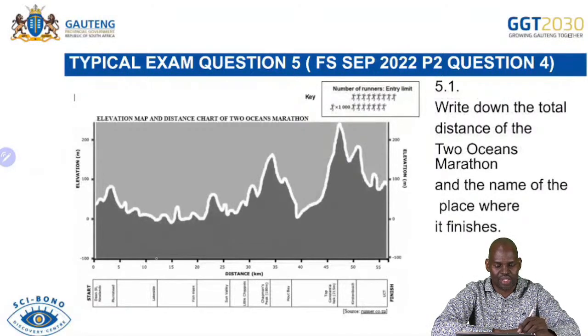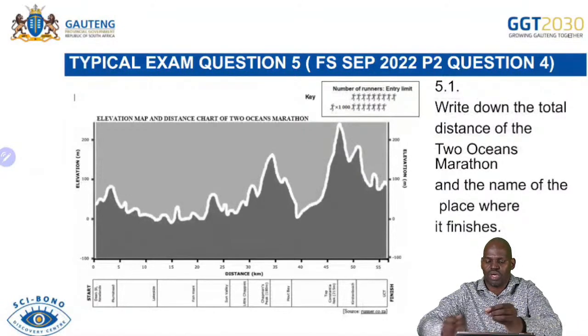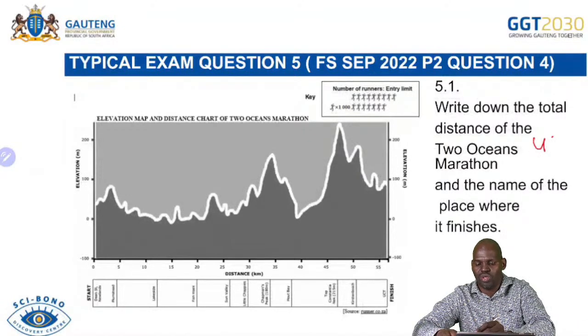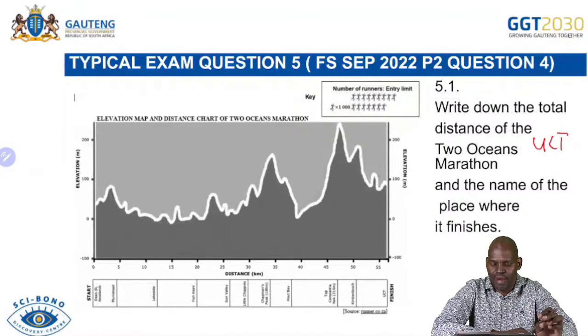So there it started. These are the kilometers. Started from 0, and there you've got 55. And then the name of the place, you see the finishing line there, it's UCT. So it's UCT, that is the University of Cape Town. But they say how many kilometers? They didn't indicate the last kilometer there, so that is why they wanted to indicate.